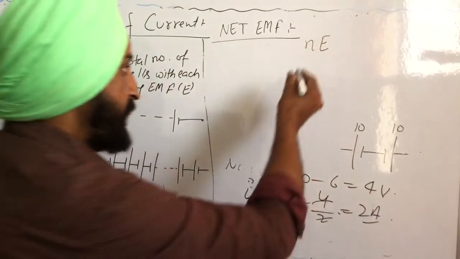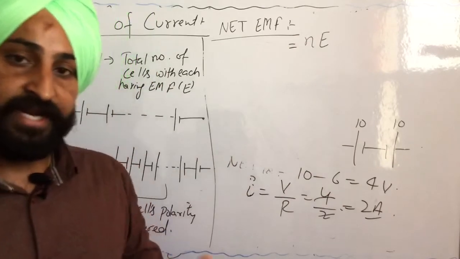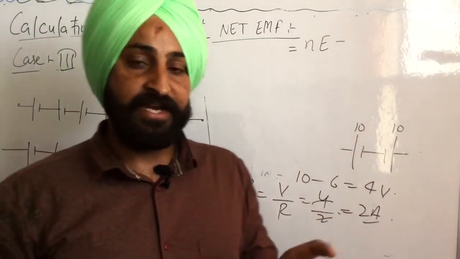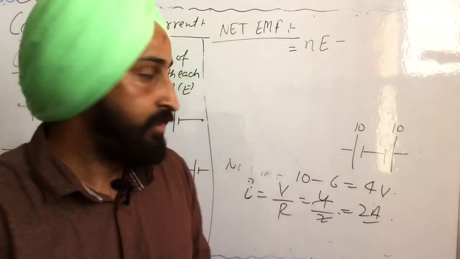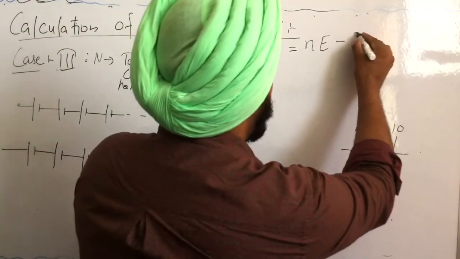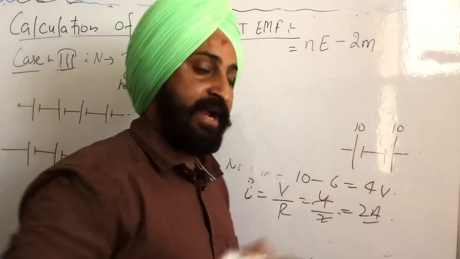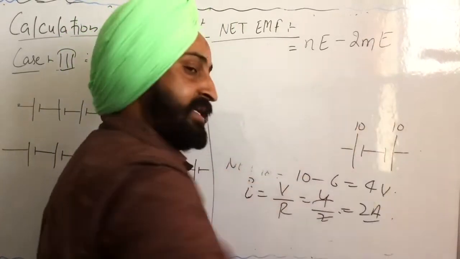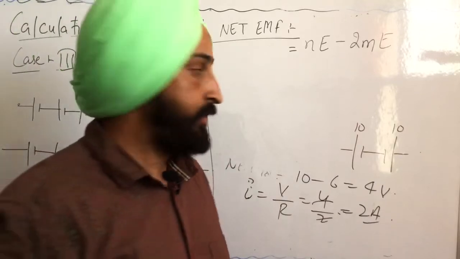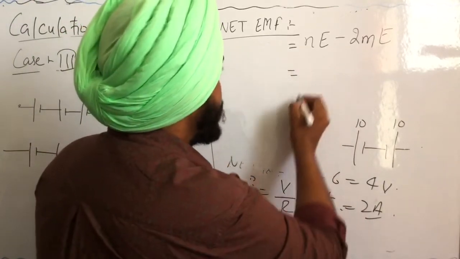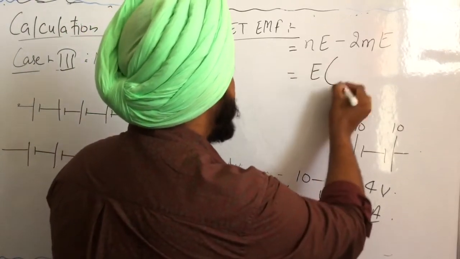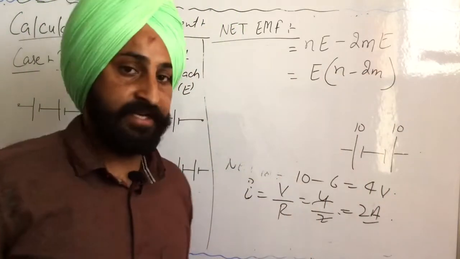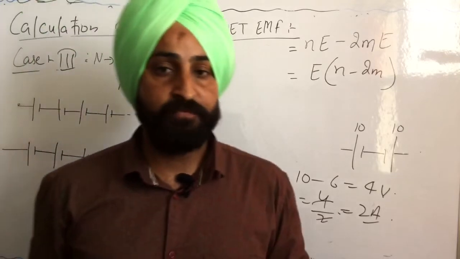This was the EMF when all were connected in the same order, minus the effect when the direction of m cells was reversed. 2m cells got neutralized and the EMF of each was E, so 2mE gets subtracted. So what you will be left with is E(n minus 2m). This will be our net EMF. This point you must keep in your mind.